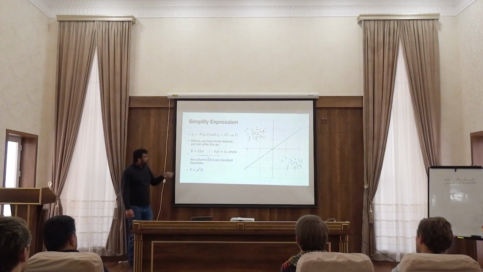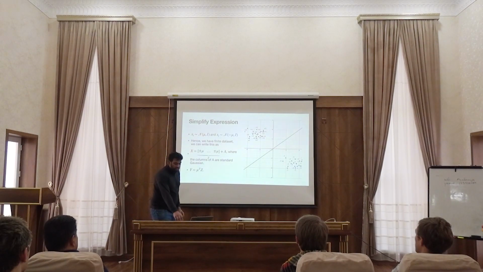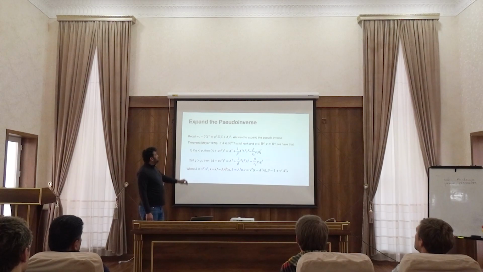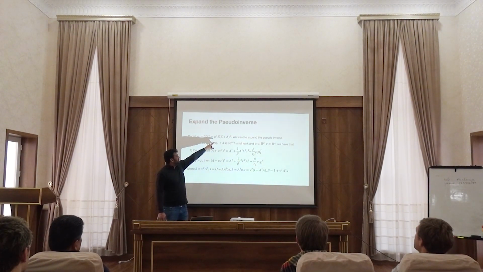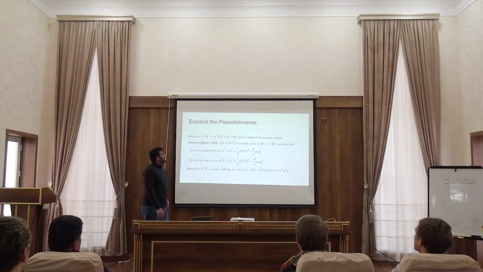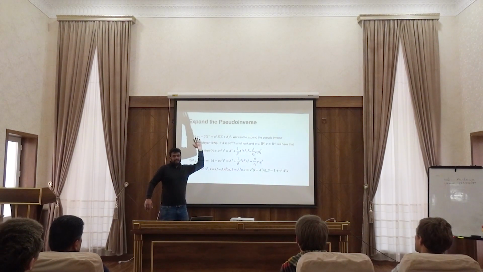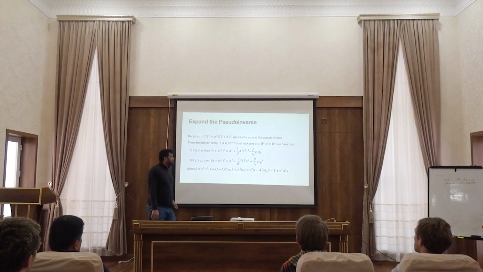Okay, so we can write our data as Z plus A, and we can write our label as this mu transpose. If we go back to our expression, this tells us that the optimal thing is given by mu transpose Z plus A pseudo-inverse. The first thing we want to do to understand this is expand the pseudo-inverse, so we can simplify some of the expressions.